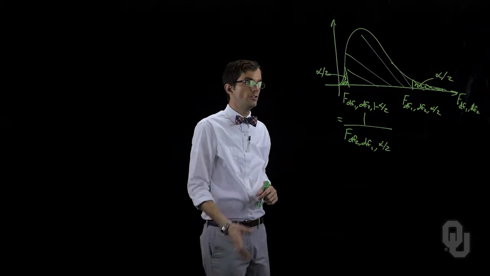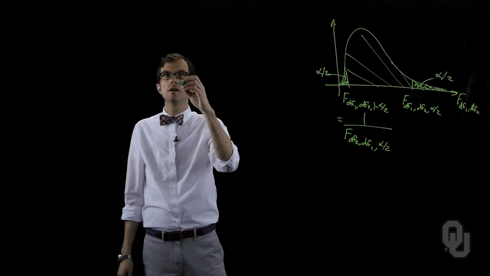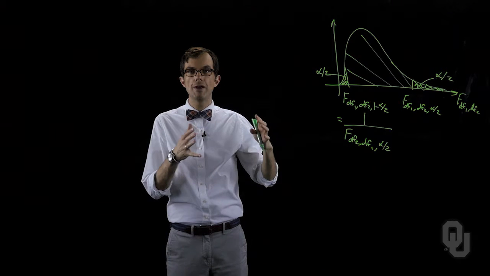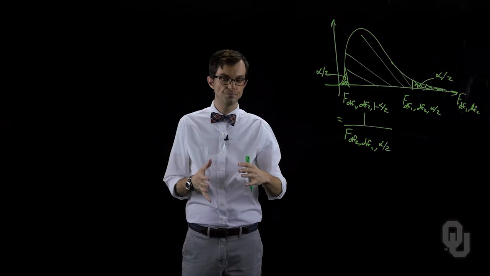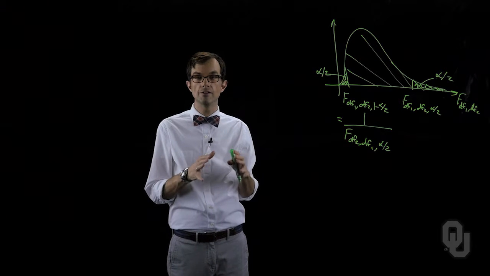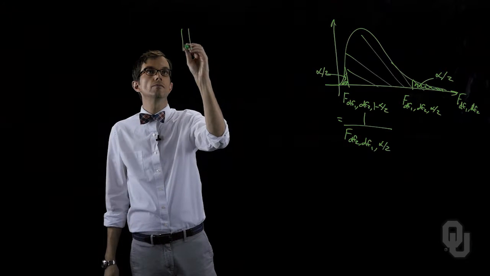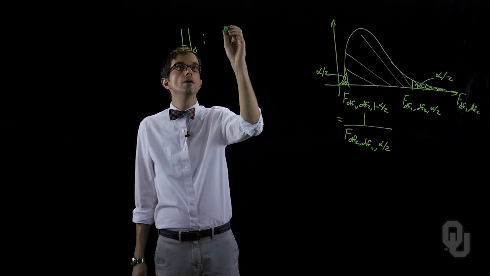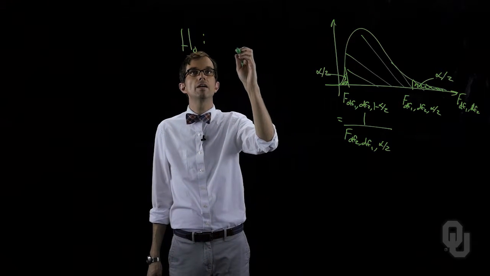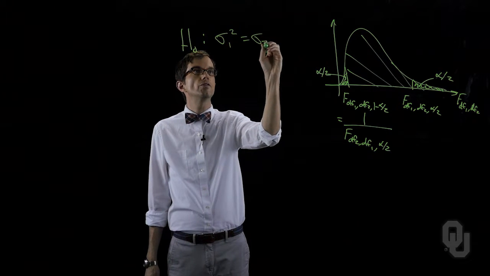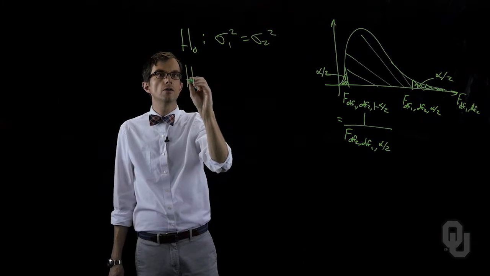For hypothesis testing, what we're doing here with an F distribution is comparing the variances of two different populations. We want to know, for example, is sigma 1 squared equal to sigma 2 squared?